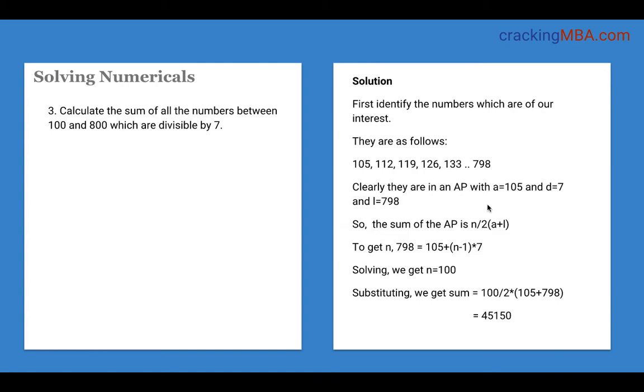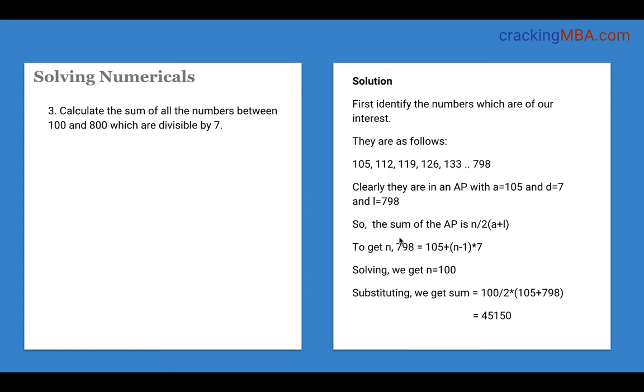So clearly this is an AP where A is equal to 105 and D is equal to 7, and L is equal to 798, which is the last term. Now the sum of an AP is n by 2 into (A plus L). In this one we don't know the value of n, right? They have not given how many such terms there are between 100 and 800 which will be divisible by 7.